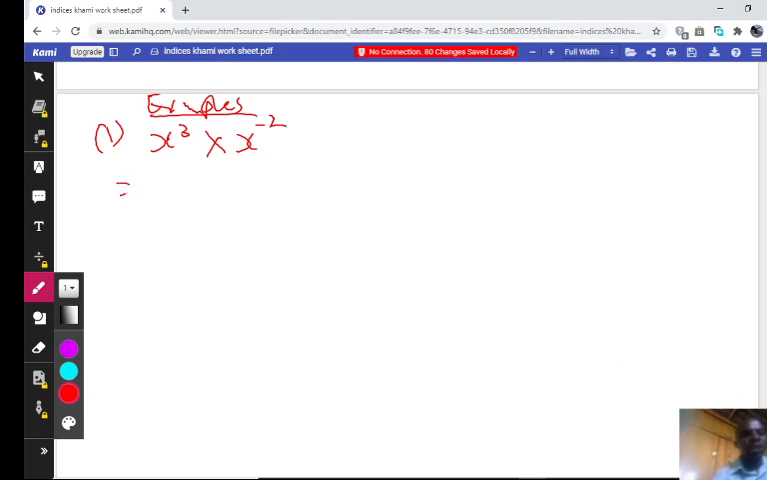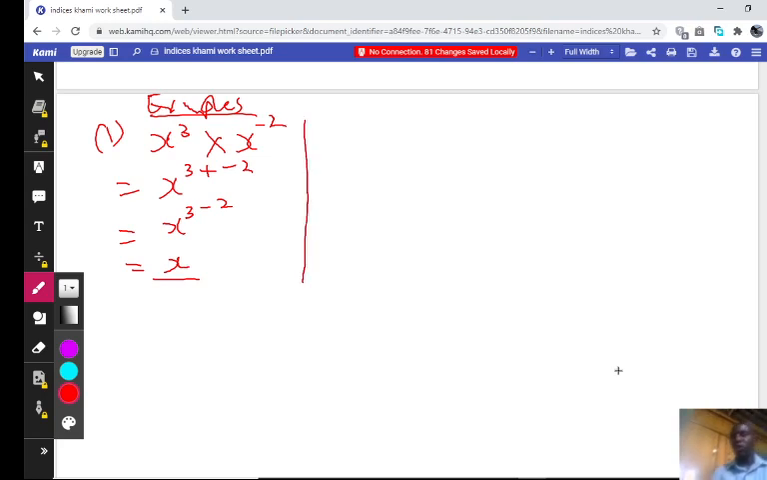So it will be x to the power 3 plus minus 2, which is equal to x to the power 3 minus 2, which is equal to x to the power 1. x to the power 1 is the same as writing it as x. So please take note of that. So this one was the first one.